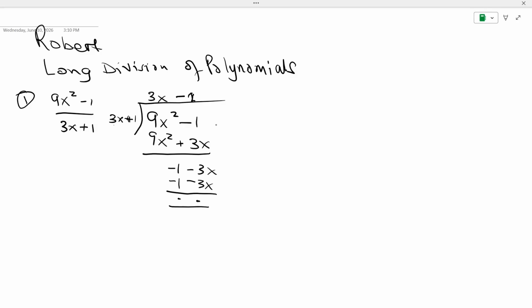So again, this expression here we started with is called a dividend. And this one is called a quotient. And then this one here is called a divisor. All right.